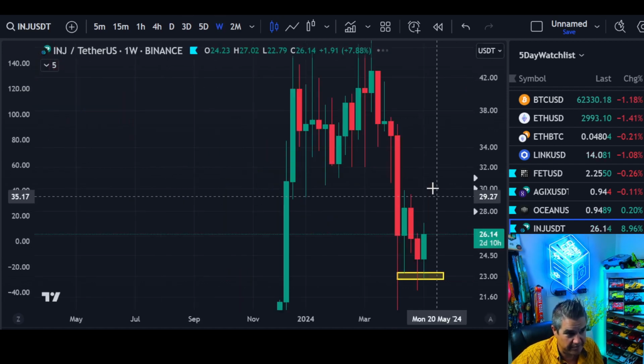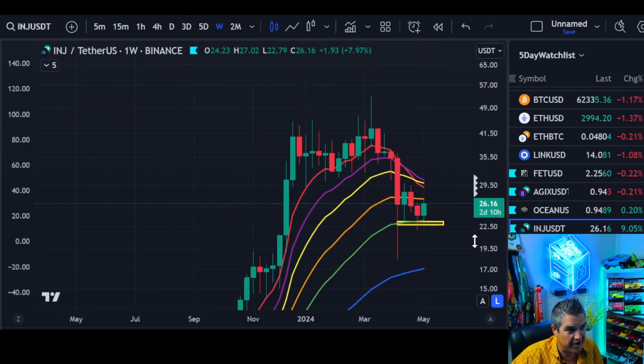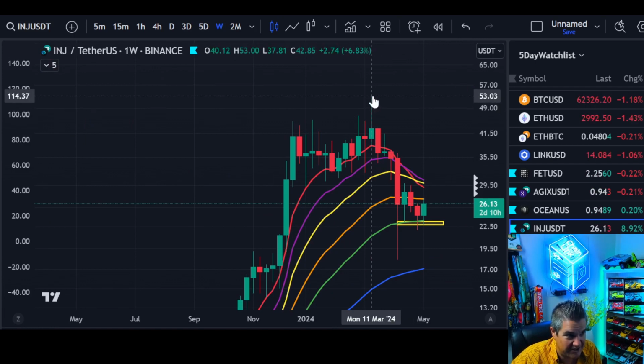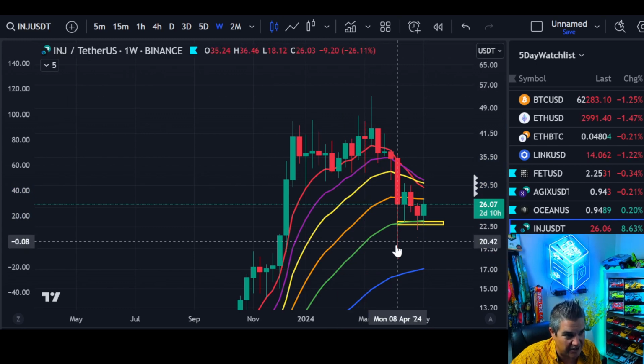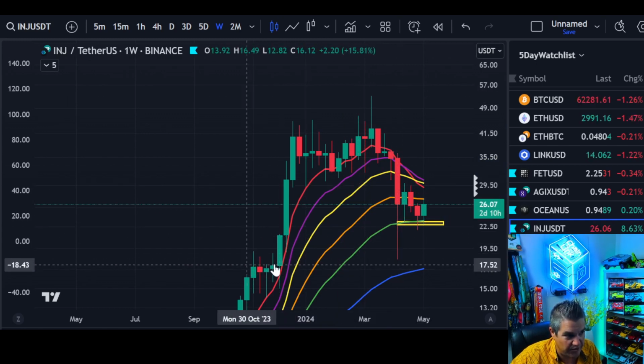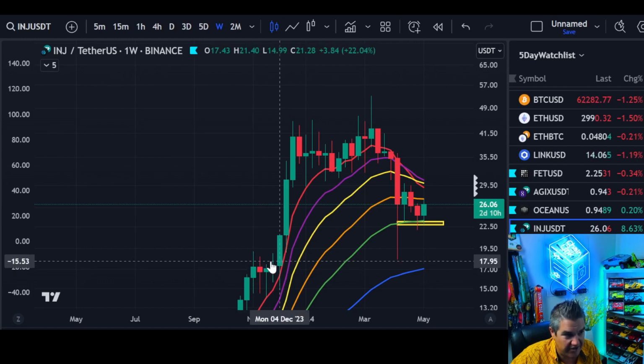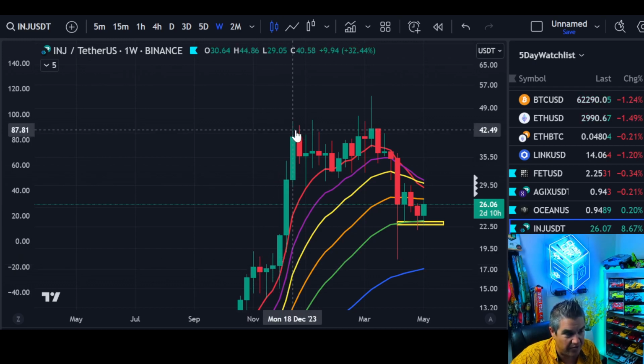Let's go out to the weekly and see the bigger time frames. Injective got smashed at these highs. Bad timing, 65% drawdown from high to low. But this low wick, look at where it went, right to all this previous consolidation, all these weeks before we got our big move up.